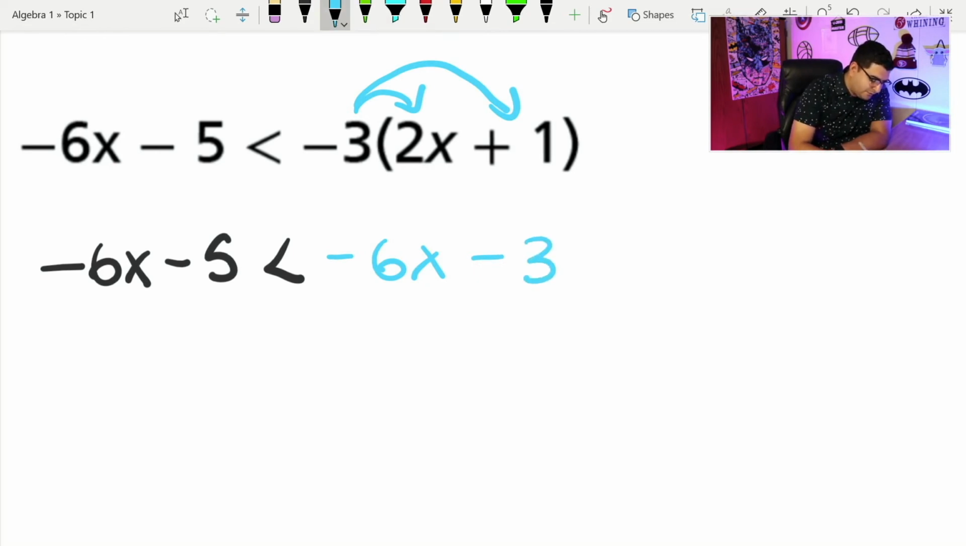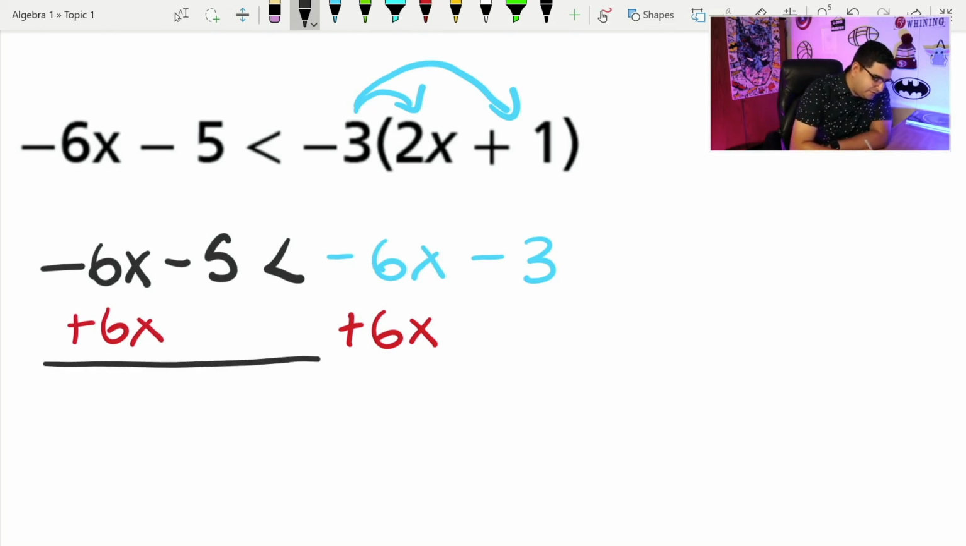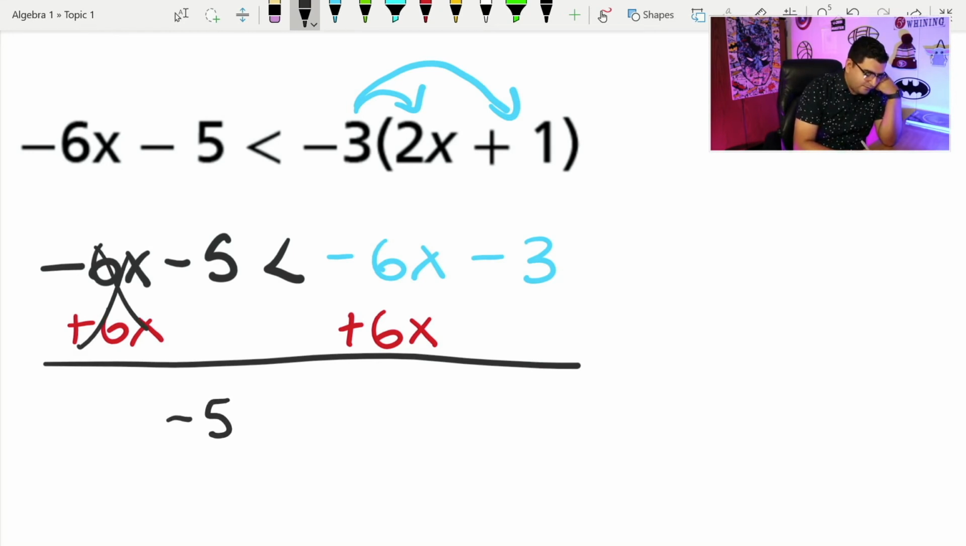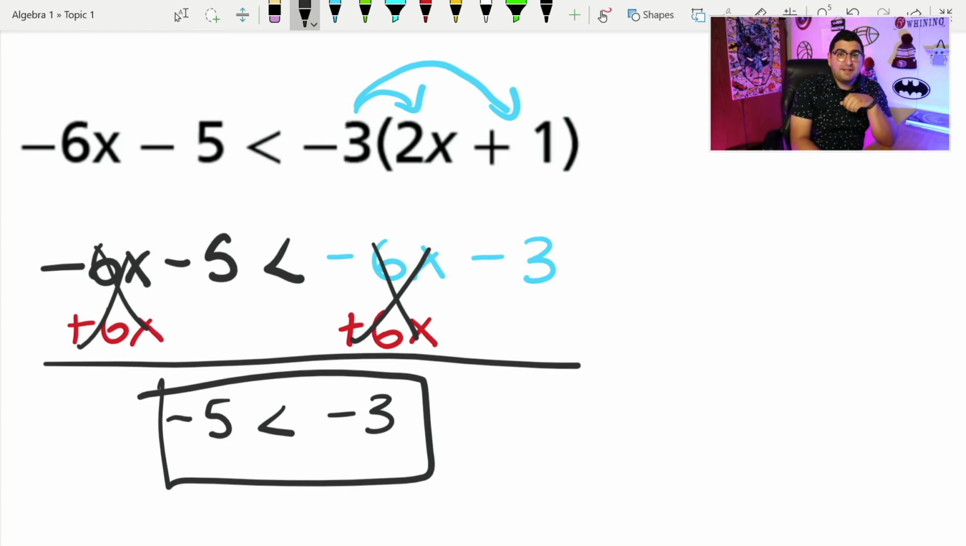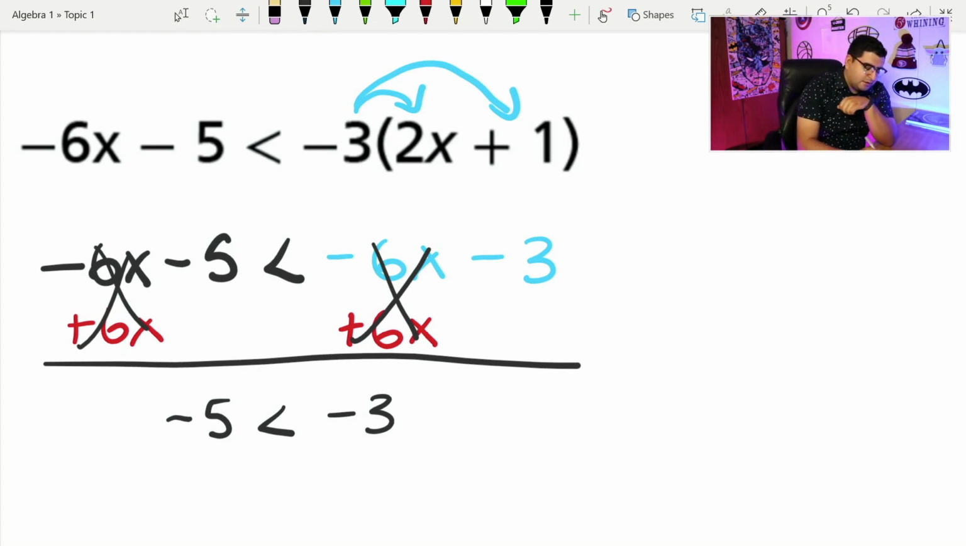Now I'm going to want to add 6x to each side. And again, we're going to see something very similar to what happened in the last problem, where our variables cancel out. We're left with negative 5 is less than negative 3. However, in this case, negative 5 less than negative 3 is actually a true statement.